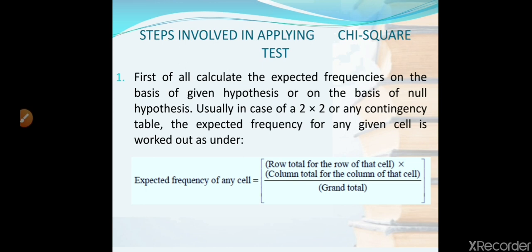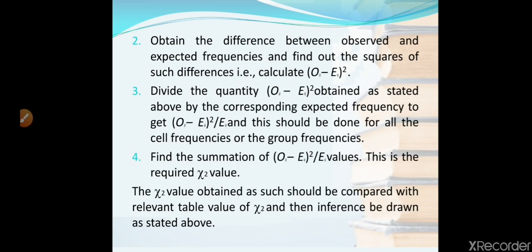But if the values are in the form of a contingency table, then the expected frequency of any cell is equal to the row total of that cell multiplied by the column total for the column of that cell, divided by the grand total. Grand total means row total plus column total. So we know the observed frequency as well as the expected frequency.